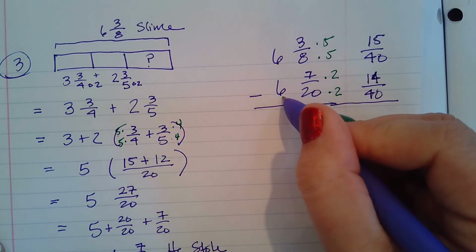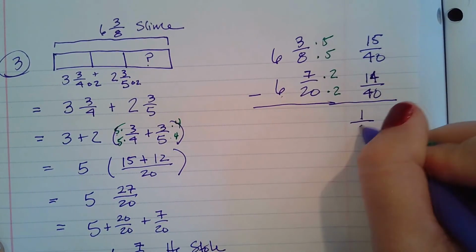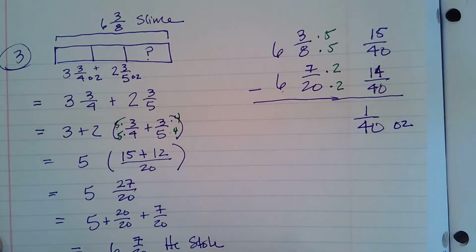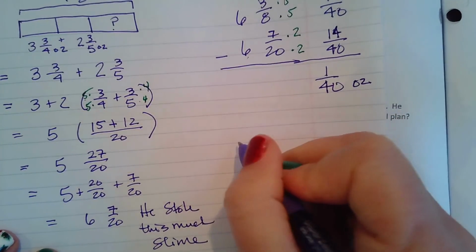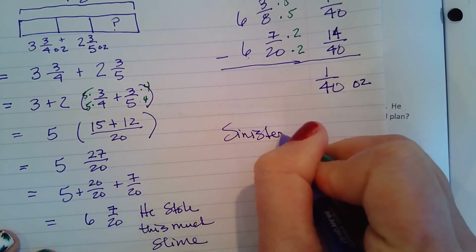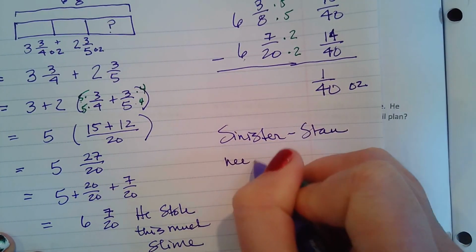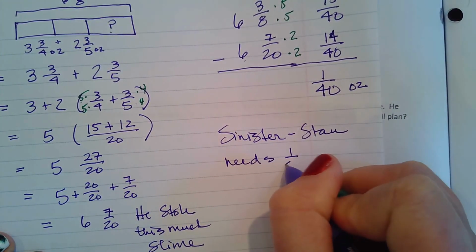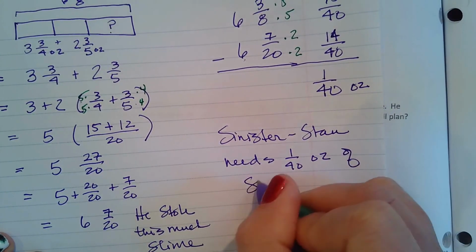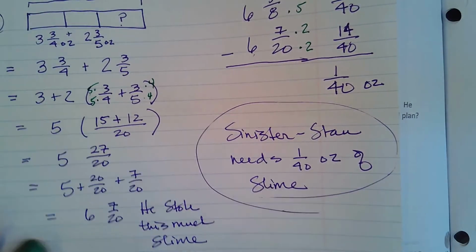So 6 subtract 6 is going to be 0. 15 subtract 14 is 1/40 of an ounce. So the answer is Sinister Stan needs 1/40 of an ounce of slime to complete his plan. That right there is your answer.